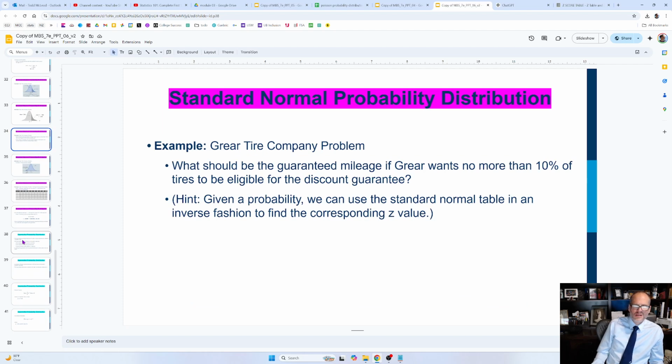So what should be the guaranteed mileage if Greer wants no more than 10% of tires to be eligible for the discount guarantee? Given a probability, we can use the standard normal table in an inverse fashion to find the corresponding z value. So Greer wants no more than 10% of the tires to be eligible for the discount guarantee.